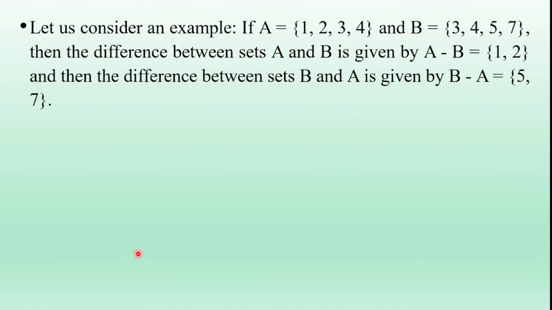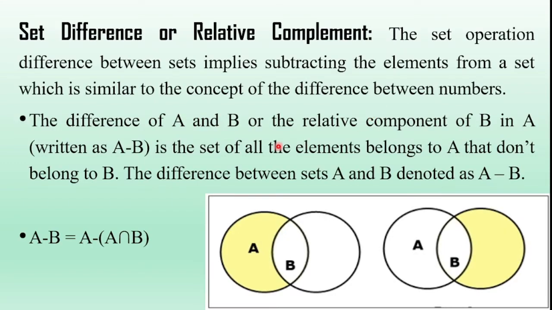So let us consider an example to understand the set operation of set difference better. For example, set A is considered as {1, 2, 3, 4} and set B is considered as {3, 4, 5, 7}. Then the difference between set A and set B is given by A minus B. So what is A minus B? A minus B is equal to set A minus A intersection B.